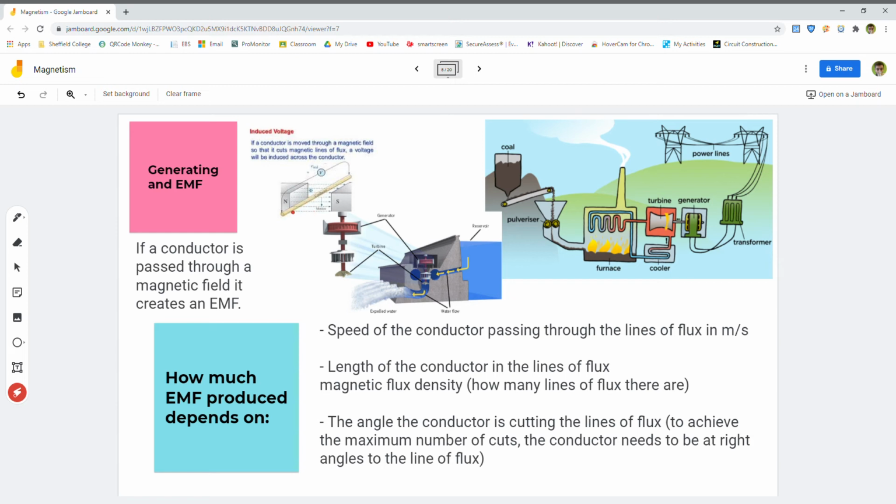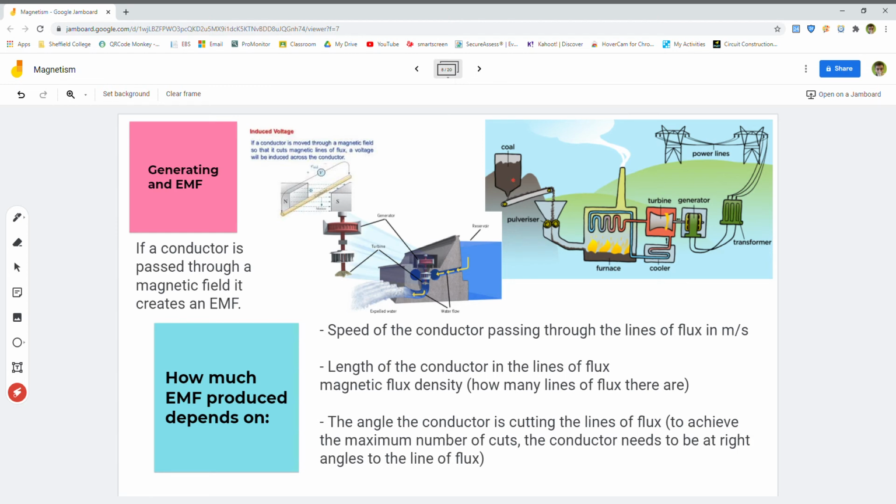So if we just take a copper wire, not attached to any voltage, any current, anything like that, and we pass it through this magnetic field, an EMF will be induced in that conductor. So while we've still got that in our heads, I'll just talk about basic electrical generation.